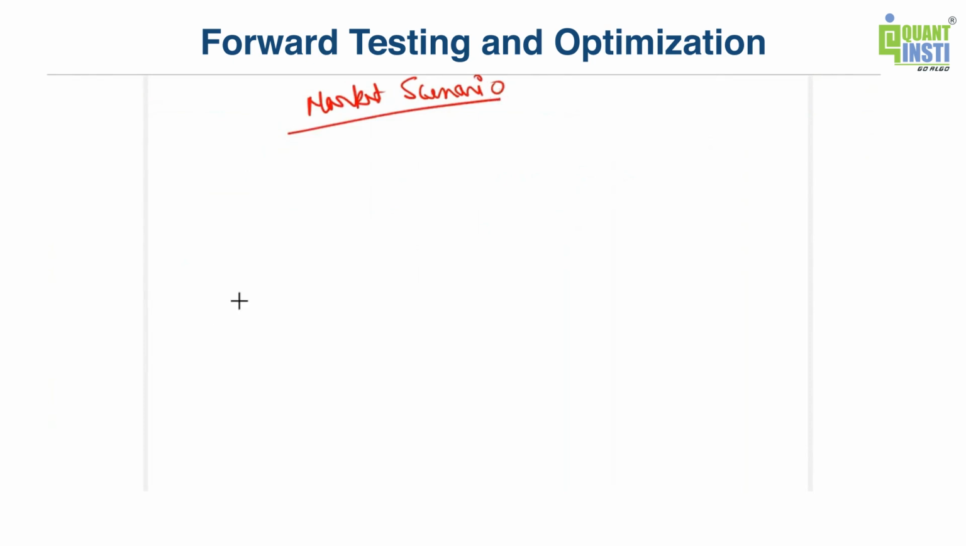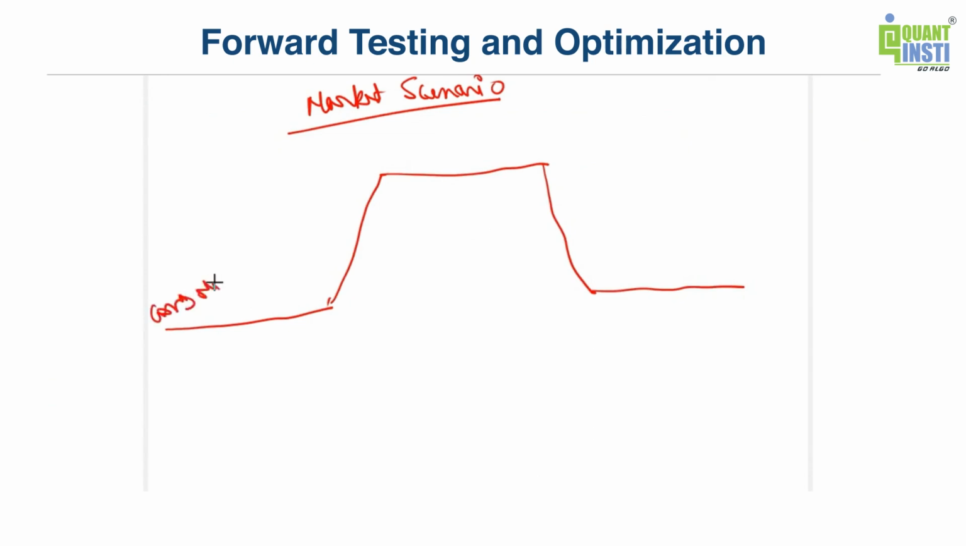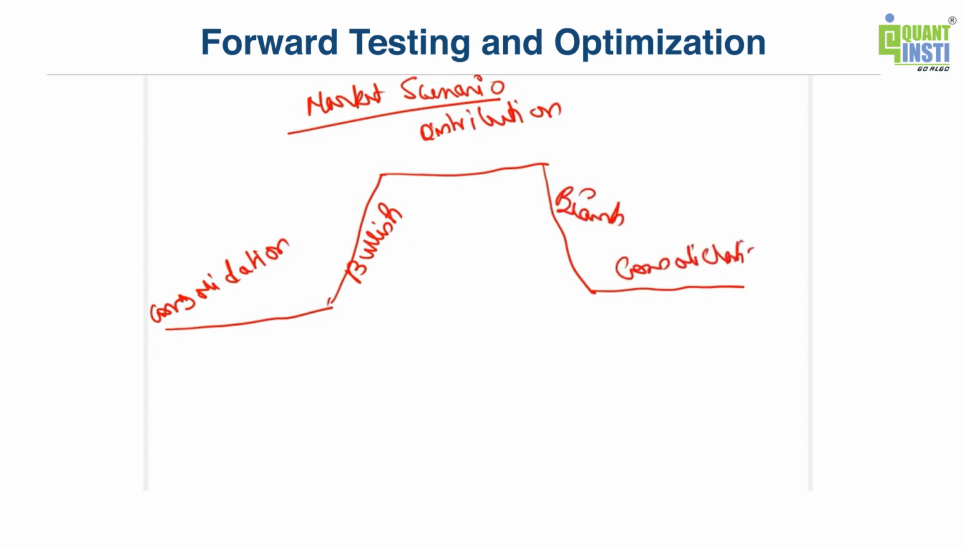A market scenario, a market can look like this. Here we will have, say, I call this phase a consolidation, then bullish, then distribution. I'll just explain to you what is happening in each one of them. Bearish and consolidation again. So let's start from here.